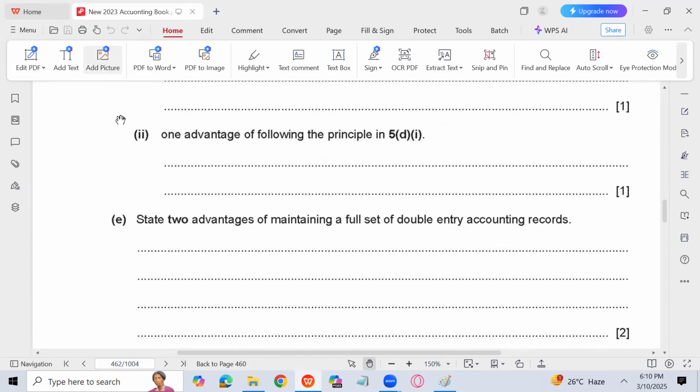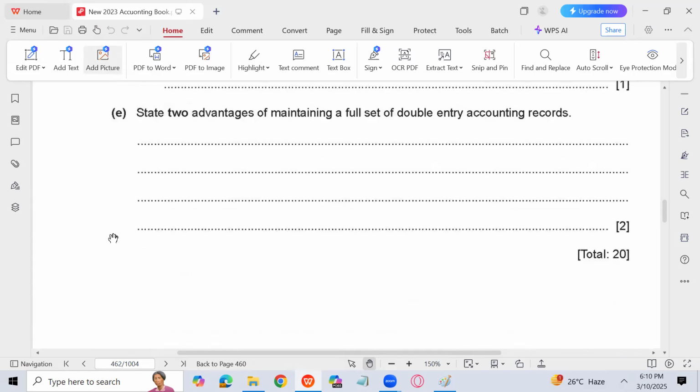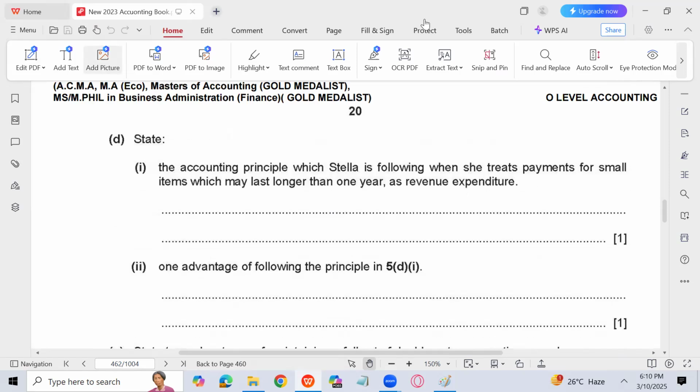That's why. State two advantages of maintaining a full set of accounting records. We can extract a trial balance. We can find the profit or loss for the year. Our business accounts become more reliable. Investors have more confidence in the business. We can prepare financial statements, and such kinds of things can be part of the answer. So this is how we are done with this question. Thank you very much. Allah Hafiz.